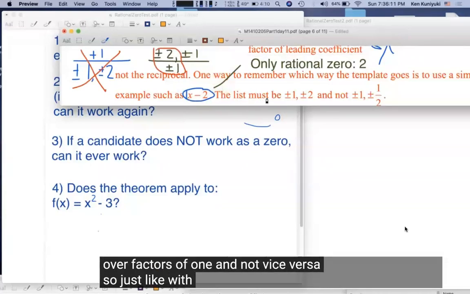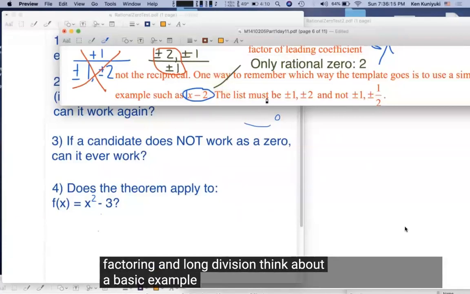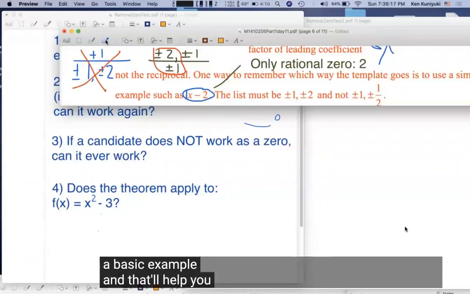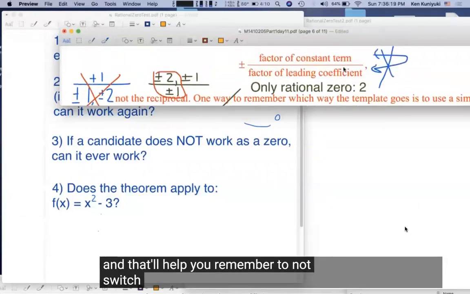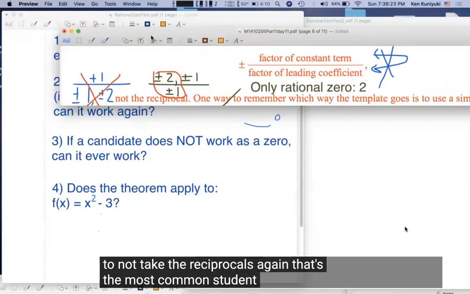So just like with factoring and long division, think about a basic example. And that'll help you remember to not switch these, to not take the reciprocals. Again, that's the most common student error.